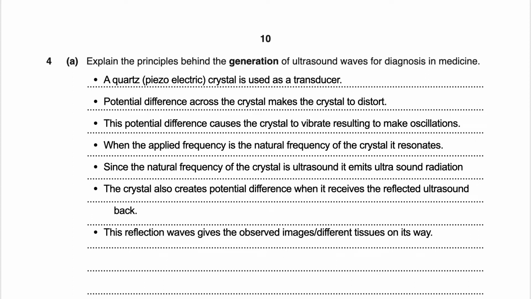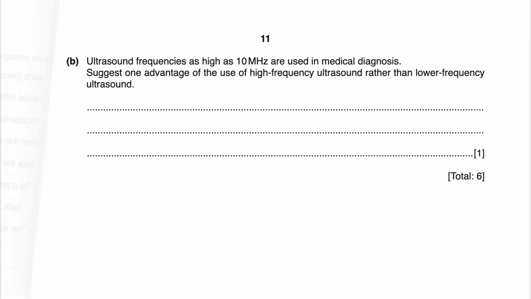Okay. The crystal also creates potential difference when it receives the reflected ultrasound back. Now, for the reflected wave, maybe you can write a program to analyze the intensity, and the intensity of the reflection depends on the tissue thickness and type. So you can distinguish various types of tissues. So you can map which tissue is there, and then you can create an image. Okay, yes. Now let's move to the next question.